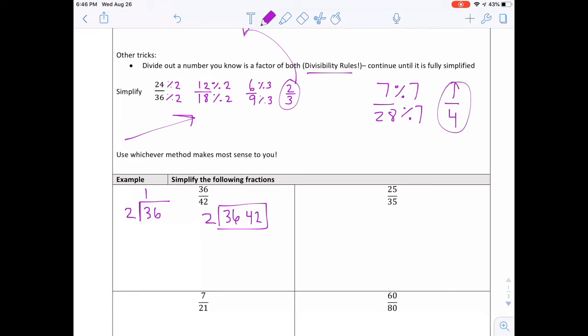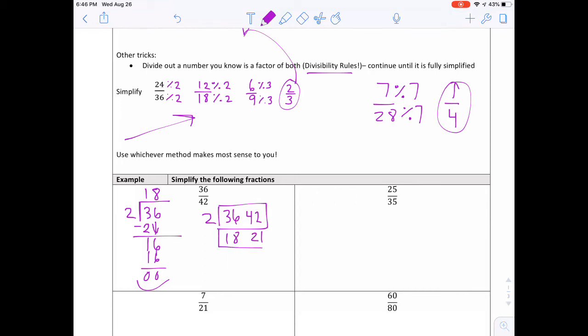2 goes into 3 one time. 1 times 2 is 2. We subtract off that 2 to get 1 and bring down that 6. 2 goes into 16 8 times perfectly. So we can write down that 18. And 42 divided by 2 is 21.